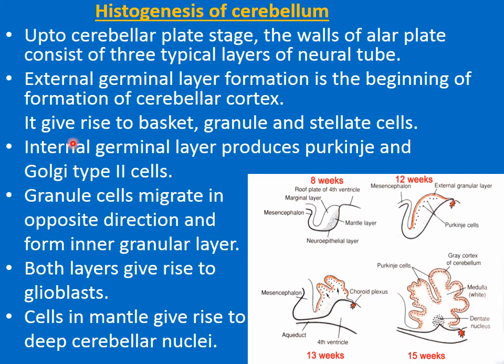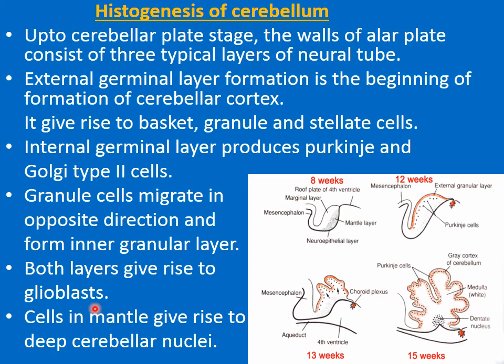The granule cells, which are produced by the external germinal layer, migrate in an opposite direction. That is, they start to move deep to the Purkinje cells, and there they form the inner granular layer, later on called the simple granular layer. Both the external and the internal germinal layer also give rise to the glioblasts.